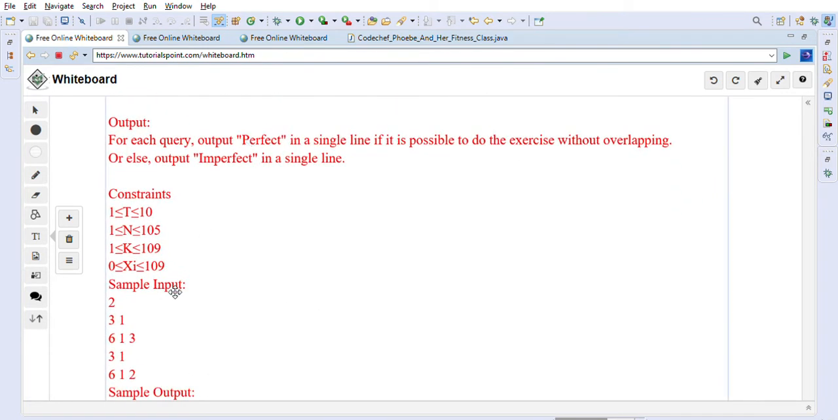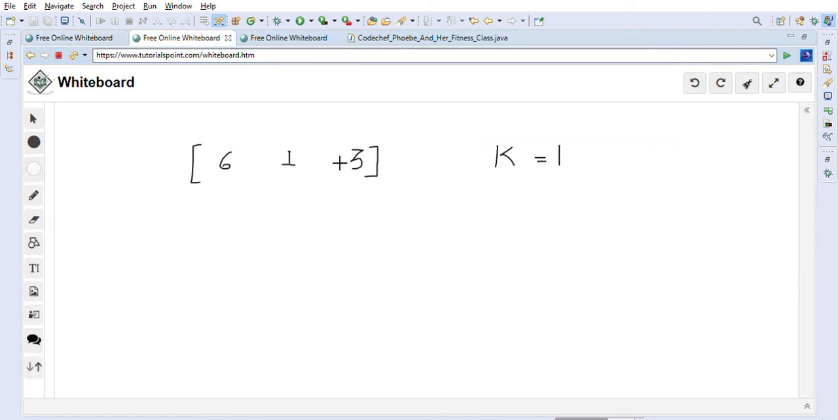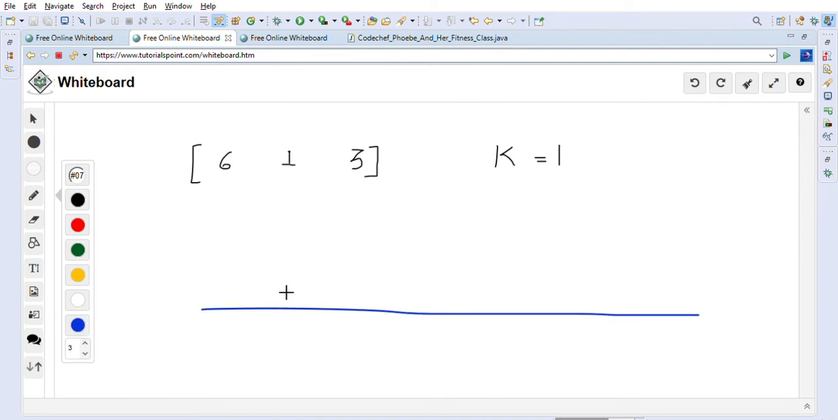So let's take this example. The first example is 3 and 1. So 3 people are standing at positions 6, 1, 3 and the length of the hand is 1, right? So let's take this example here. I just wrote this, so this is given to us. So if you just draw one line, for example, if we just draw a line here, the first person is standing here at number 1, right? Then this person is standing at number 3, let's say here, right?